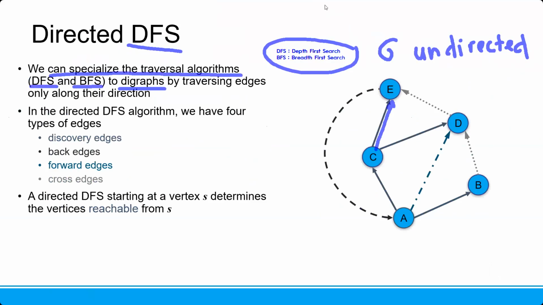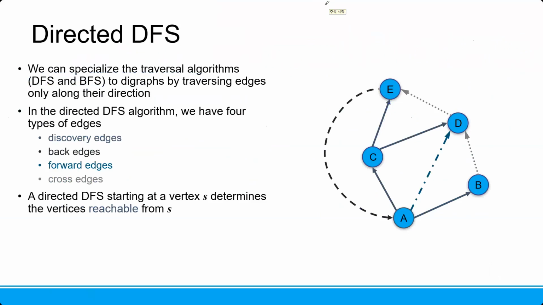So you can make a special traversal algorithm for the directed graph by traversing edges only along their direction. If there is no direction, you can say I can go from C to E, E to C. But if there is a direction, you can only go along with that. So in the directed DFS algorithm, there will be 4 types of edges.